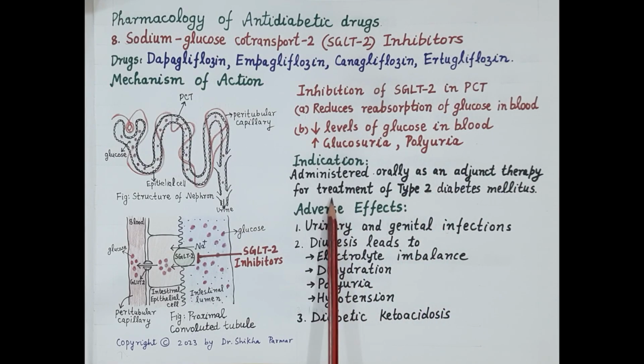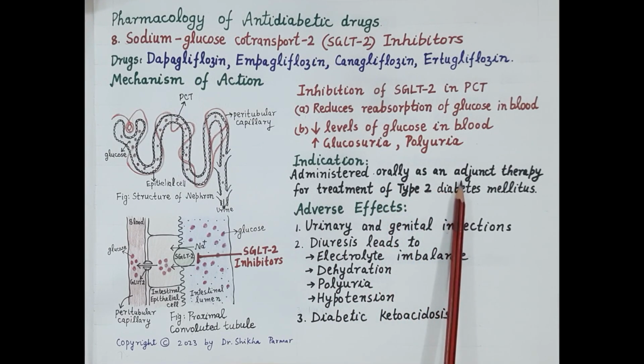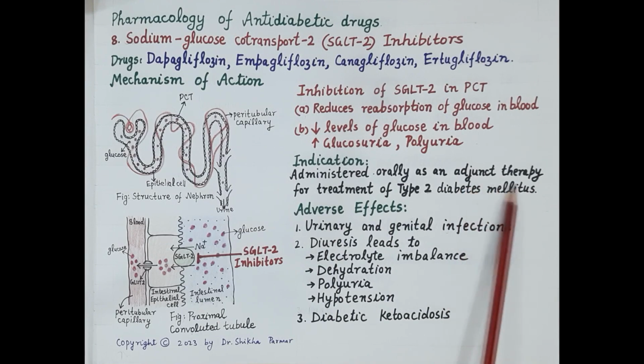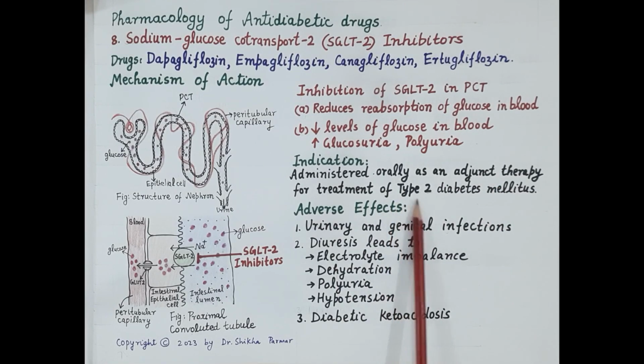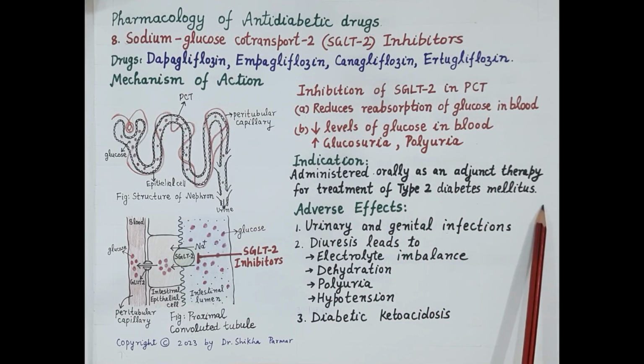Now, indications of SGLT2 inhibitors. These drugs are administered orally, and these drugs are used as an adjuvant therapy. That means these drugs are used along with other anti-diabetic drugs for the treatment of type 2 diabetes mellitus.